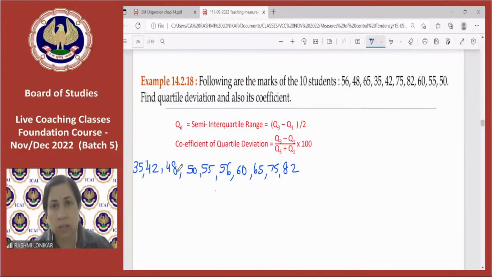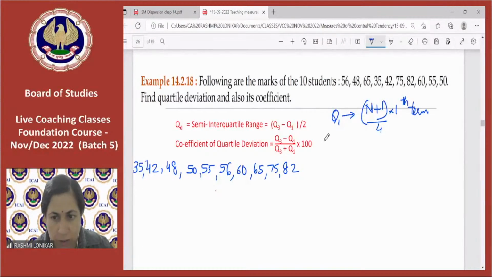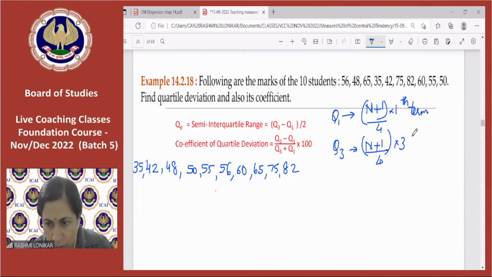I have arranged them in ascending order. Now I must find Q1 and Q3. Okay. How do I find Q1? To find Q1, I must use (n plus 1) upon 4 into the 1st term. And for Q3, I must find (n plus 1) upon 4 into 3, the third term.